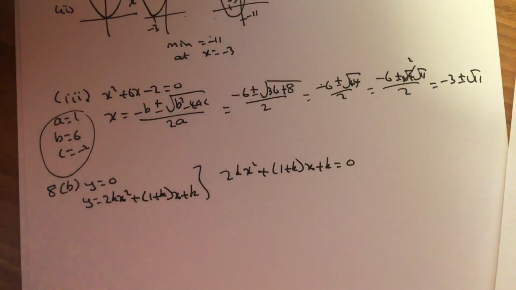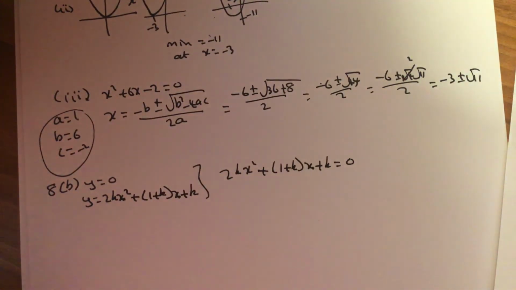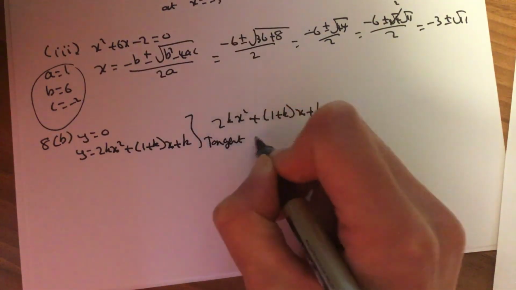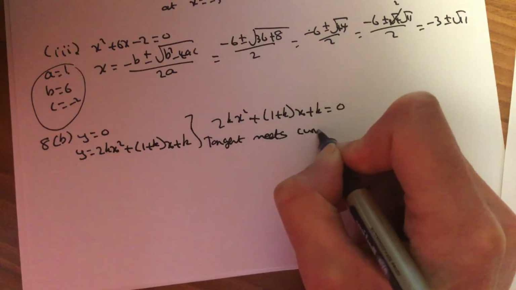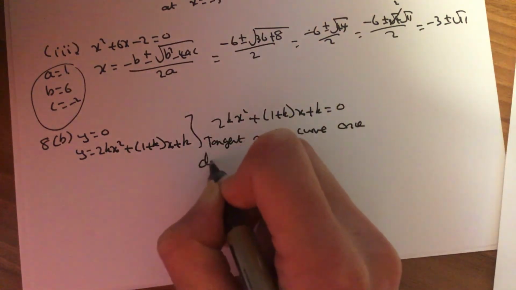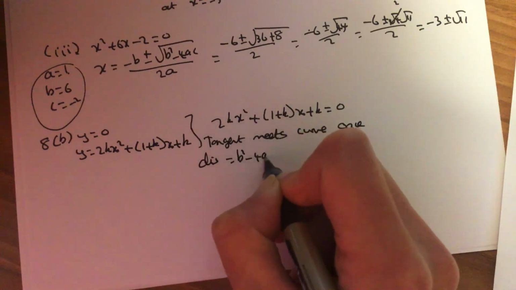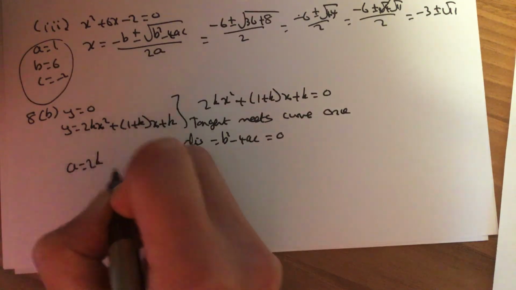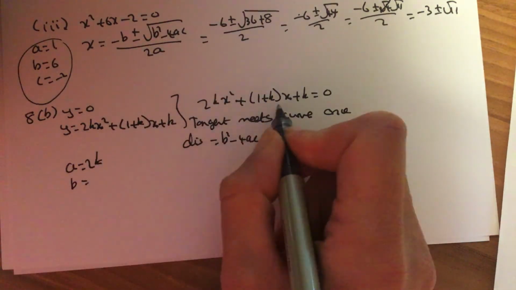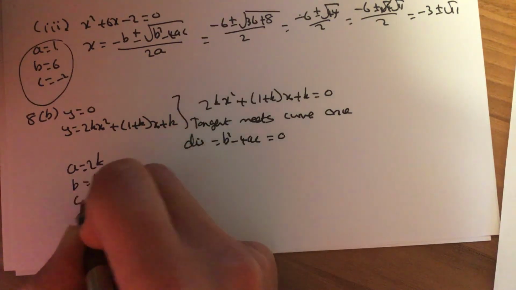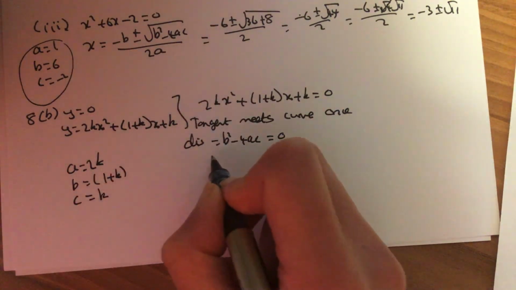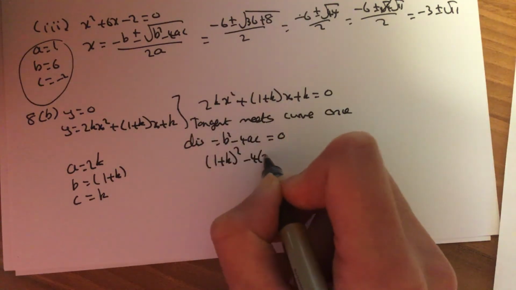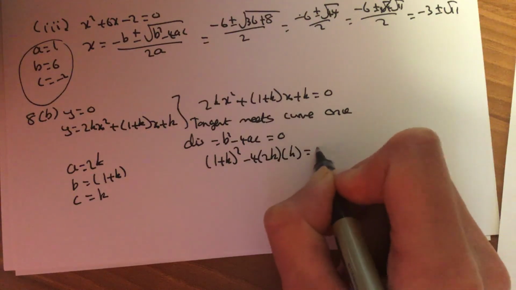Now, the question is asking me for it to be a tangent. So a tangent meets the curve once. So basically, the discriminant b squared minus 4ac will equal 0. So your a is in front of the x squared, so 2k. Your b is in front of the x, so it's 1 plus k. And your c is on its own. So putting those numbers in: b squared, 1 plus k squared, minus 4 times a times c equals 0.